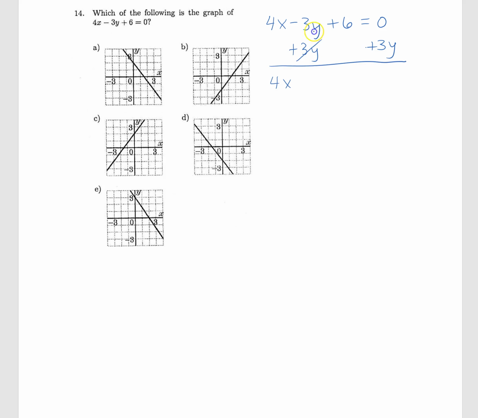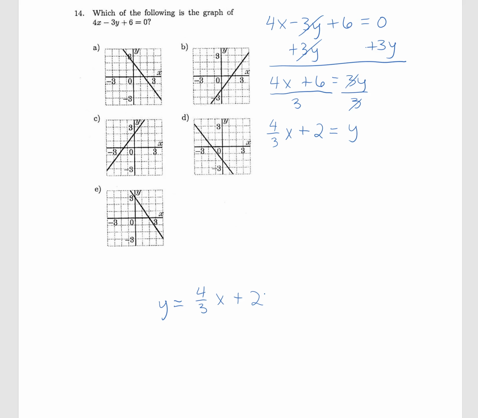This gives me 4x plus 6 equals 3y. And I'm going to divide both sides of my equation by 3 to give me 4 over 3 times x plus 6 divided by 3 is 2, so I have a plus 2 here, and that equals y. So rewriting that down here and just flipping it around, this is y equals 4/3 x plus 2. So this is in the form y equals mx plus b.